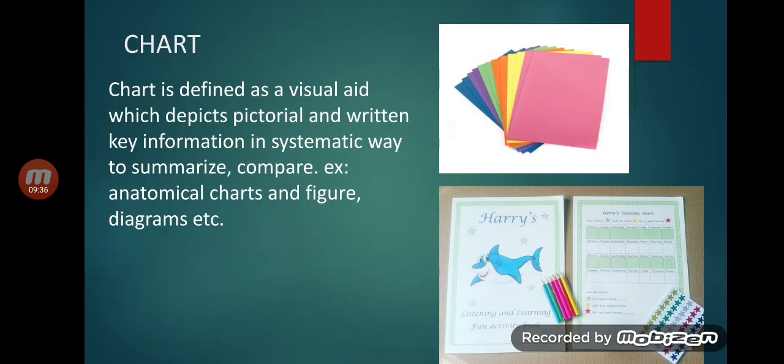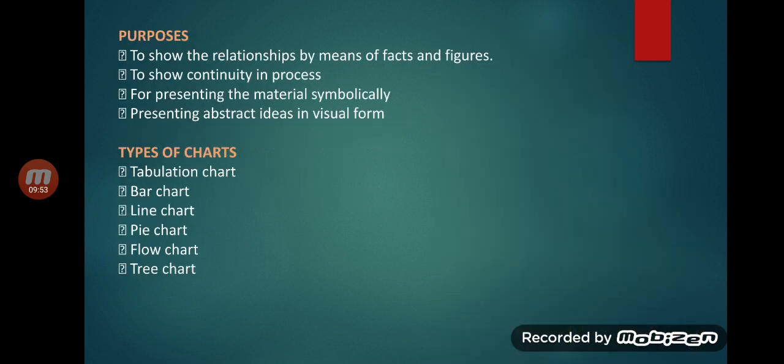A chart is defined as a visual aid which depicts pictorial and written key information in a systematic way to summarize and compare, for example, anatomical charts and figure diagrams, as you can see from here. The purposes are to show relationships by means of facts and figures, to show continuity in progress, for presenting the material symbolically, and presenting abstract ideas in visual form.